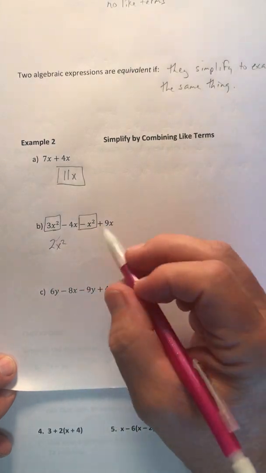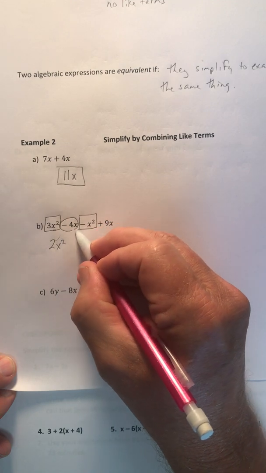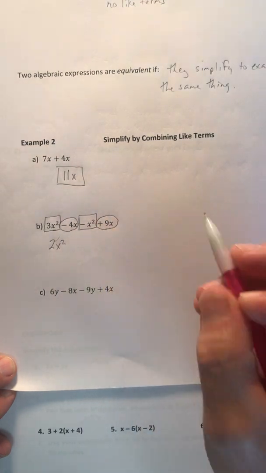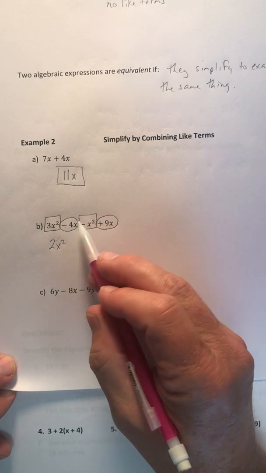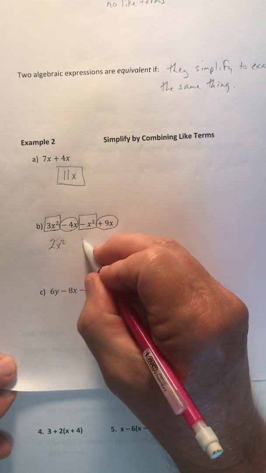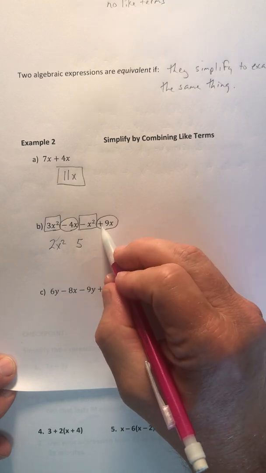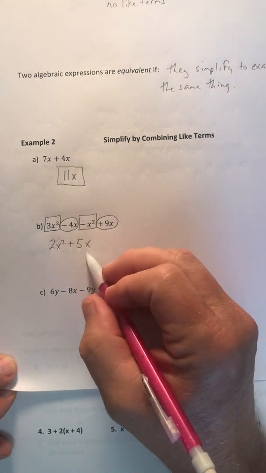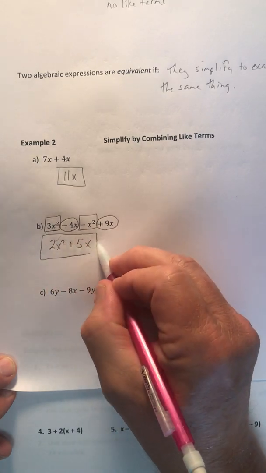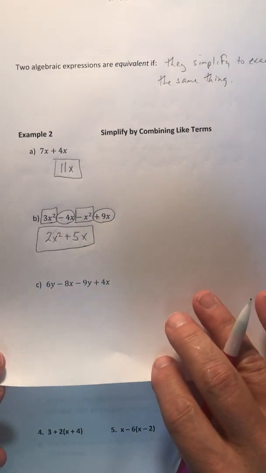All right? And then we have another set of like terms. We have a negative 4x and a positive 9x. Again, signs are different, so the rule says we subtract. 9 minus 4 is 5, so we get 5. Take the sign of the bigger number. 9 is bigger, it's positive, so it's plus, and it's going to be the x. All right, so that simplifies to 2x squared plus 5x.